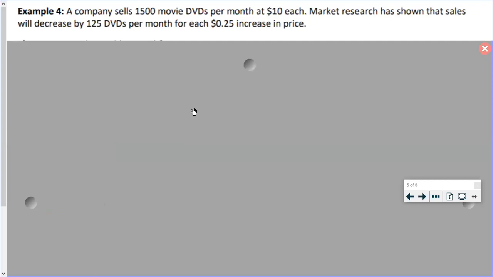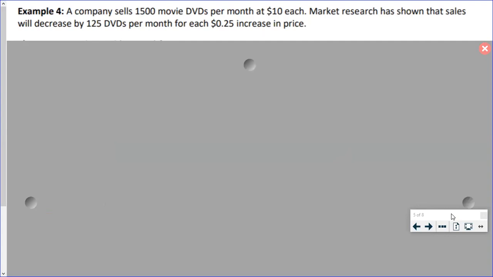So a company sells 1,500 movies or DVDs (do we even have DVDs anymore?) per month at $10 each. Market research has shown that sales will decrease by 125 DVDs per month for each 0.25 increase in price. Now here we're talking about movies.